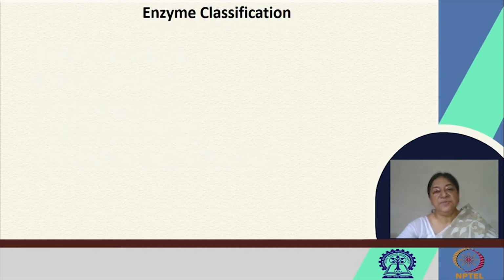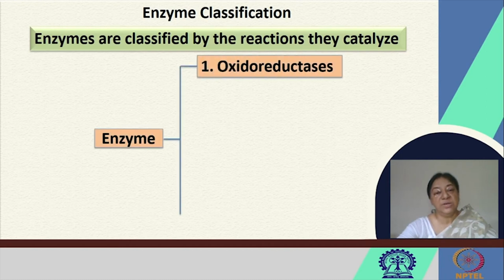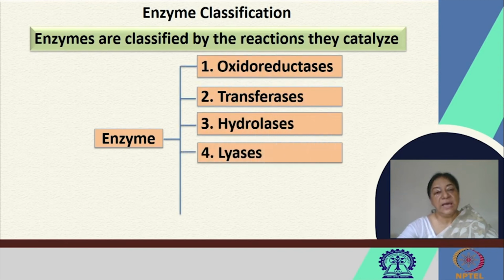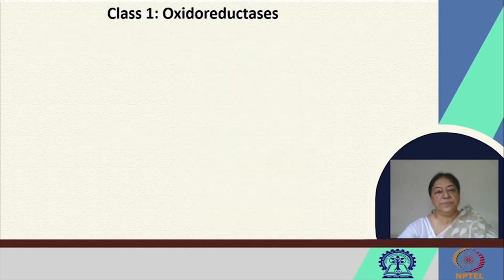In the enzyme classifications that we learned in the first lecture of this module, we know that enzymes are classified according to the reactions that they catalyze. For example, we have oxidoreductases, transferases, hydrolases, lyases, isomerases, and ligases. We will visit each of these types, looking at specific examples to see how they conduct their catalytic operation.